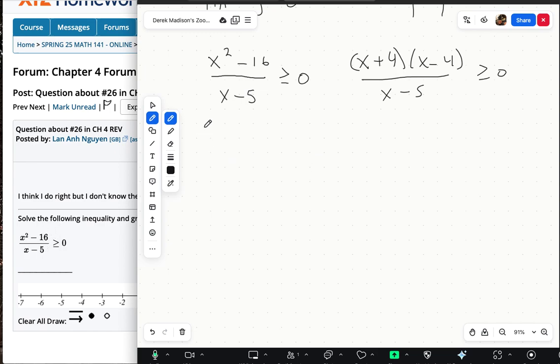I'm going to guess you're probably more comfortable with test points. Maybe I'll do both methods, and then you can pick the one that you prefer. So I'll do sign chart first.